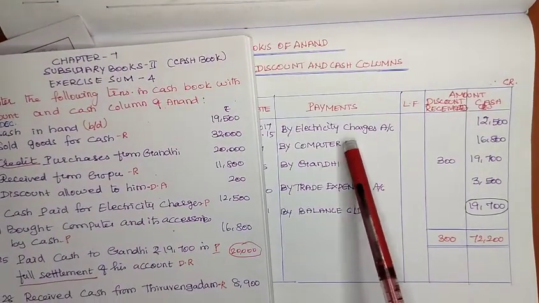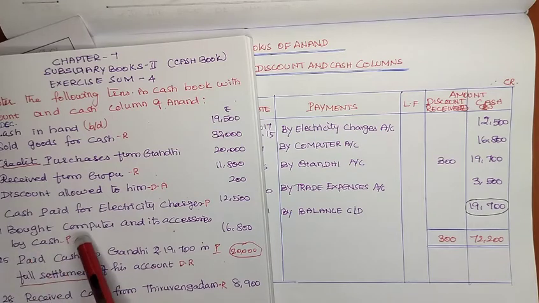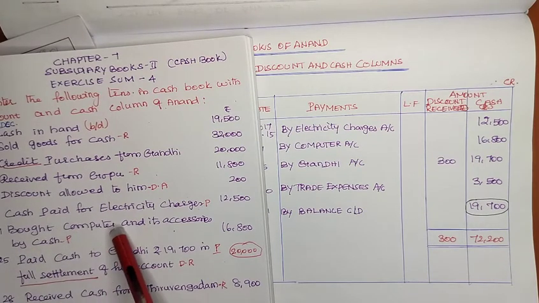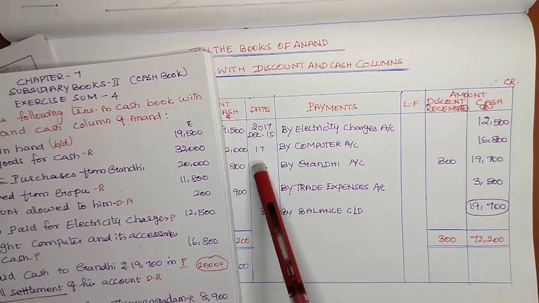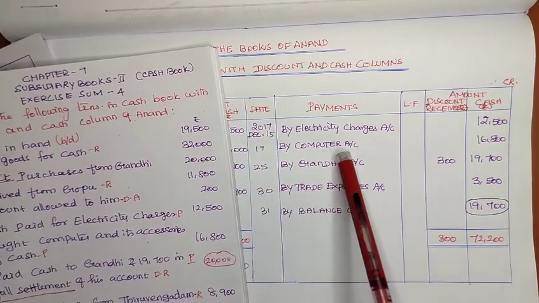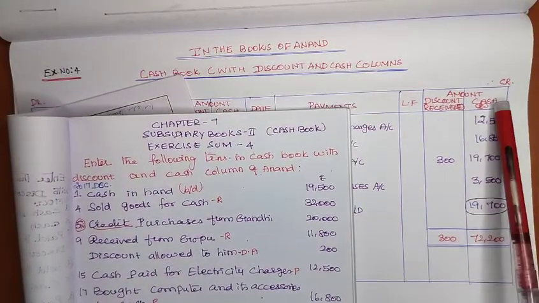That means payment side. Okay. So for what purpose you made the expenses? For computer, for purchasing computer. So on December 17, buy computer account 16,800. You have to enter into the cash column.